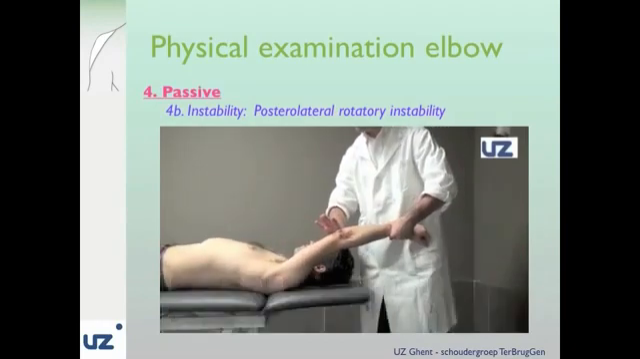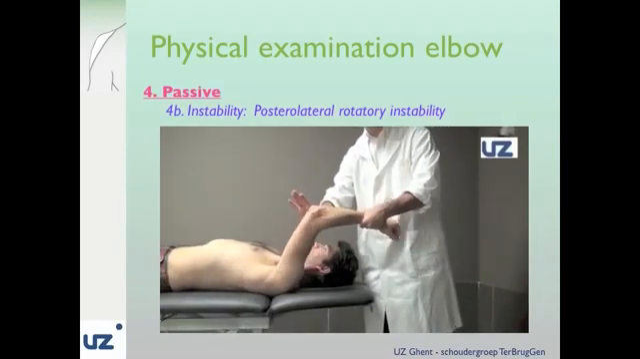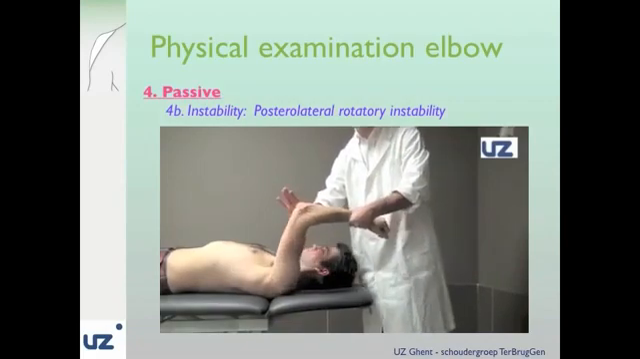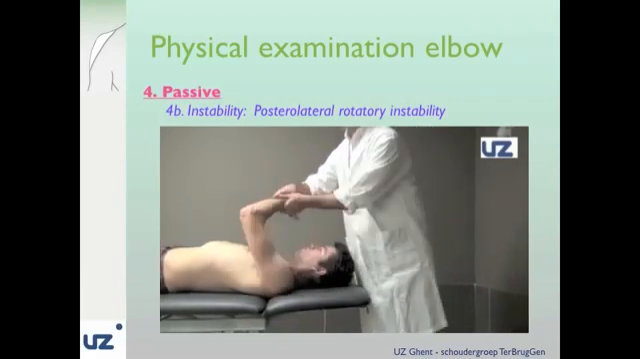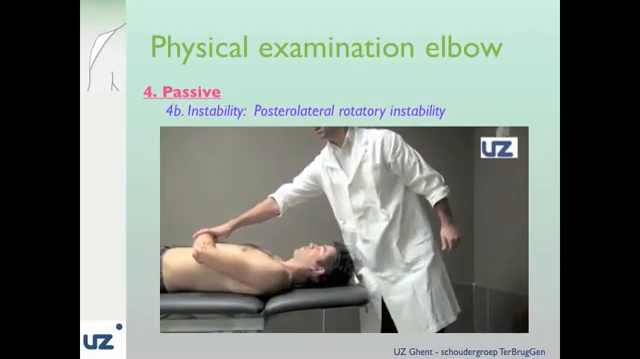A valgus stress and axial load are applied by the examiner with the forearm supinated, while the elbow is brought from extension to flexion. The radial head may subluxate when the elbow is gently extended at 30 to 40 degrees and may reduce with a clunk, often at greater than 40 degrees of flexion, or, when awake, the patient feels apprehensive.